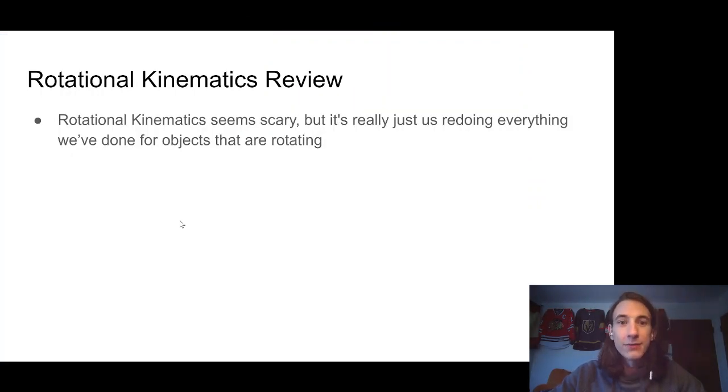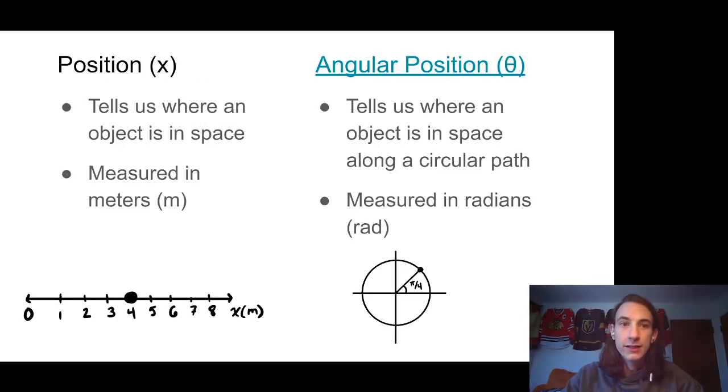All right, but yeah, so what we're going to start off with is rotational kinematics. It seems kind of scary. We look at it and we have all these new variables. But it's just us redoing everything that we've done before. So this time, objects are rotating instead of just moving in a straight line. To start us off, when we did regular kinematics, or linear kinematics, we looked at and we defined this position.